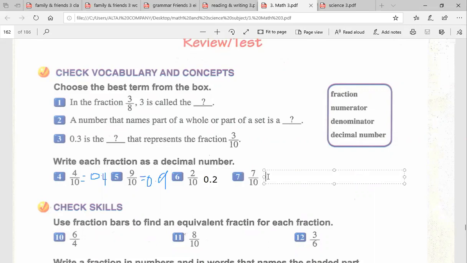Now question 7. We have 7/10. So 0.7. Question 8. 1/10. 0.1. We have 10/10. For this one, it will be 1.0.